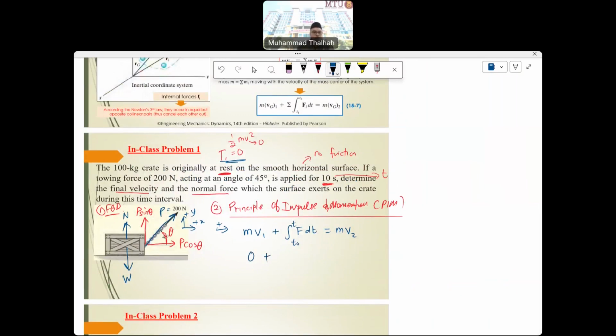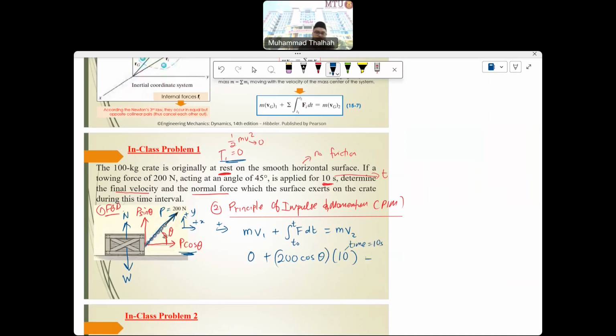okay, what kind of forces do we have in the x direction? We have P cosine theta, right? P cosine theta. 200 cosine theta. And it's a constant force, right? It's a constant force. You don't need to integrate any function. You're just gonna substitute t minus t naught, which is 10 minus 0, right? That's gonna give us 10 seconds. So this is the time, right?